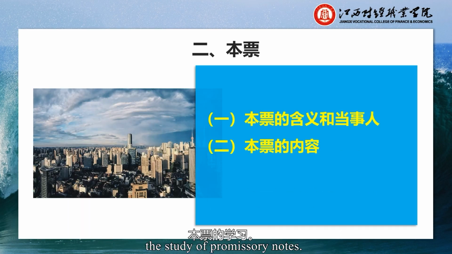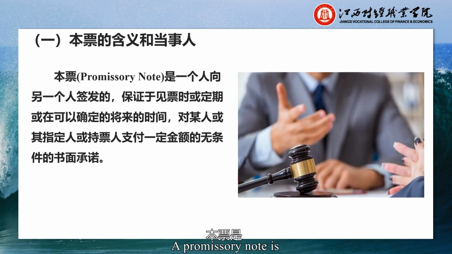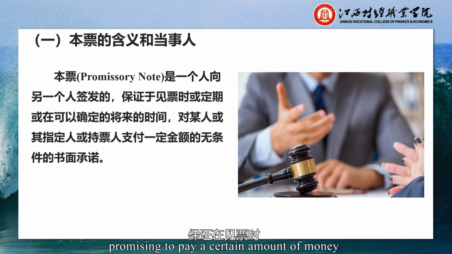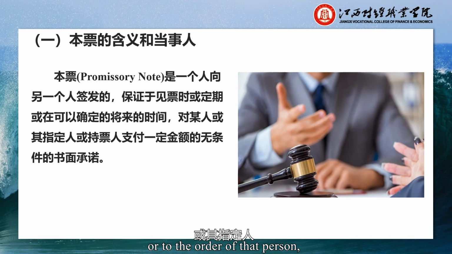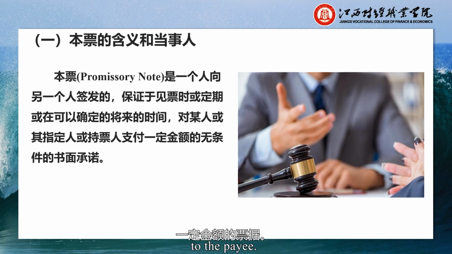Next, we move on to the study of promissory notes. A promissory note is a document issued by one person to another promising to pay a certain amount of money at a fixed date or at a determinable future time to a specified person or to the order of the person or to the bearer. It is an unconditional written commitment. In short, a promissory note is a document where the issuer promises to pay a specified amount unconditionally to the payee.